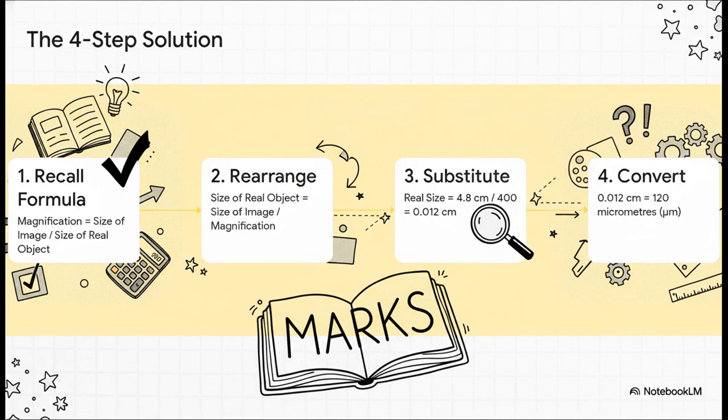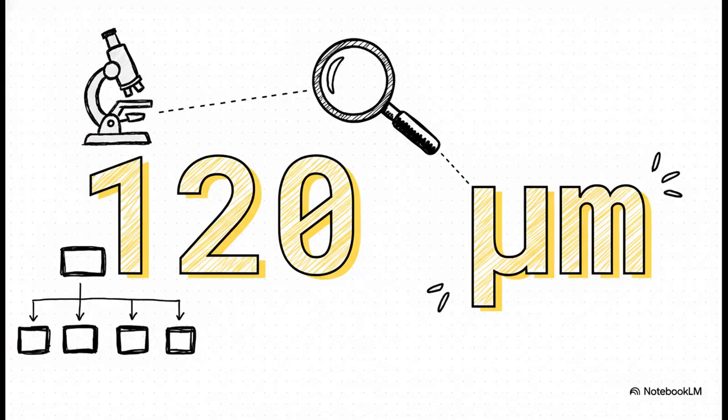The mark scheme breaks this down into such a clear, logical process. You get a mark just for rearranging the magnification formula correctly. Then you get another one for substituting the values in to get 0.012 centimeters. And that final mark, that's for the correct conversion to micrometers. This is exactly why showing your working is so important. And there you have it, our final answer, 120 micrometers. By just following the steps laid out in the mark scheme, you can get there methodically and, most importantly, accurately.